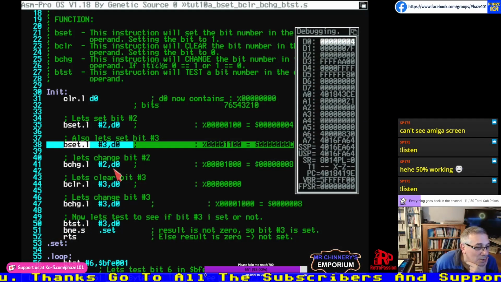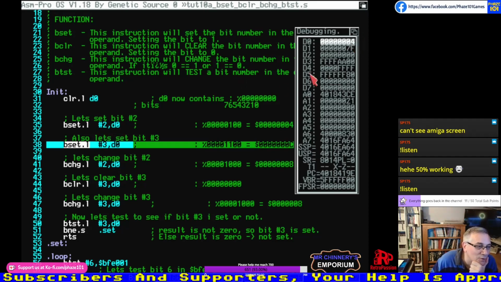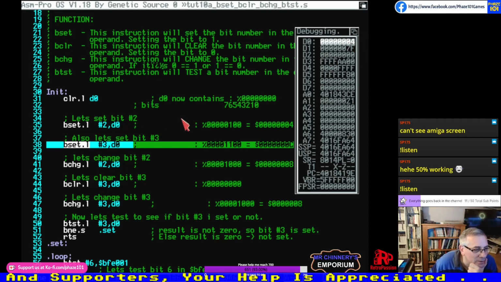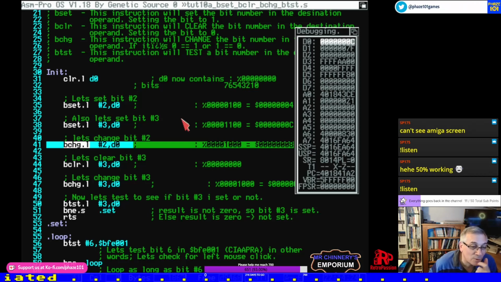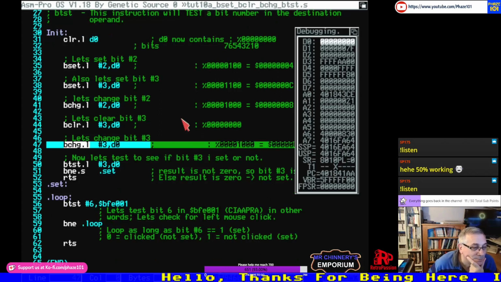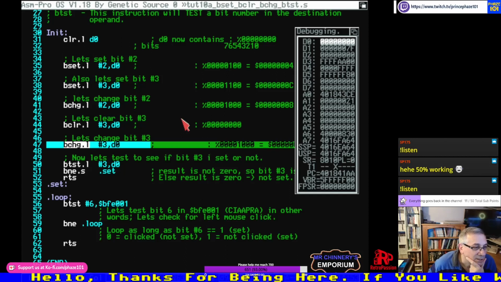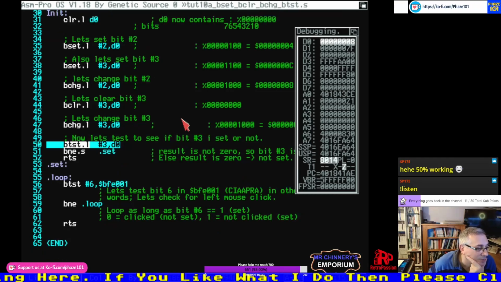Okay, so we cleared D0, and we set bit 2, so we had a value of 4 in D0. Then we're going to set bit 3 in D0, which makes it a C. We're going to change bit 2, so we're going to switch it from 1 to 0, and that gives us an 8. Now we're going to do a bit clear. So bit 3, we are going to clear it, and that means that the 8 becomes a 0 in D0, of course. Then we're going to change bit 3 again, so we're going to make it on. So we have 8 again.